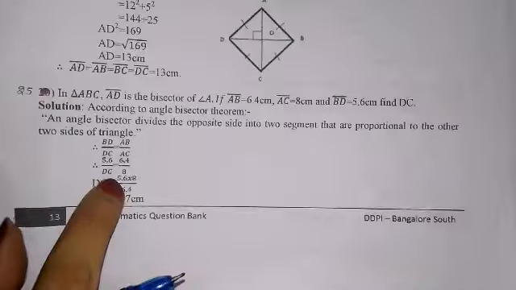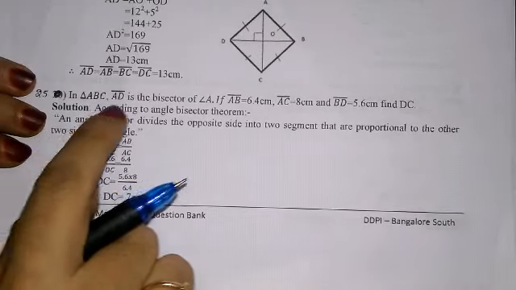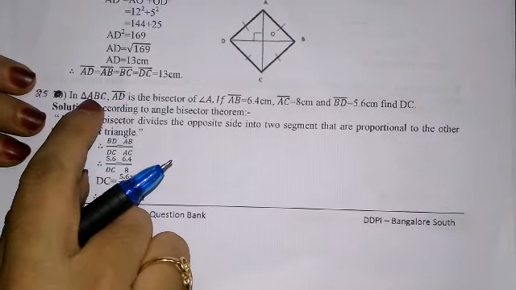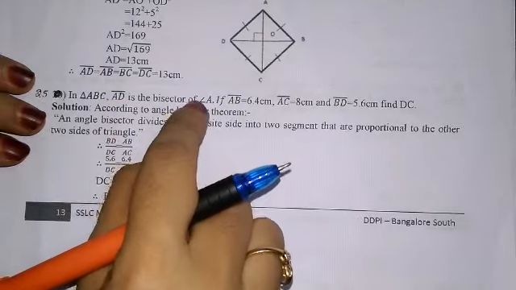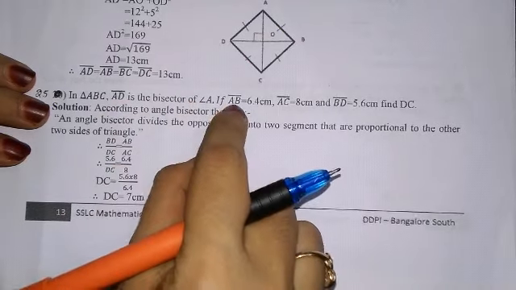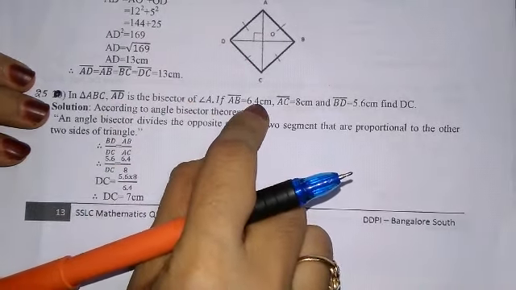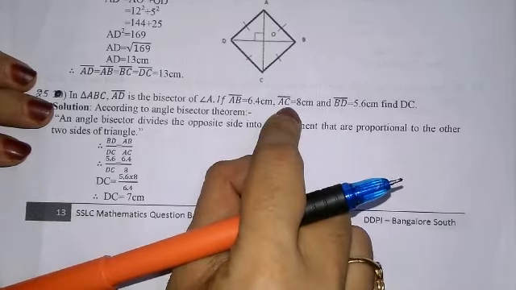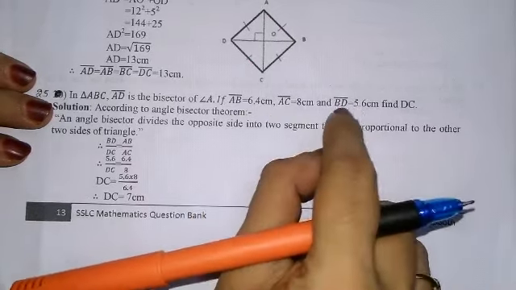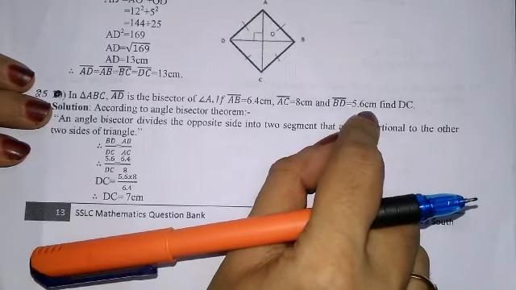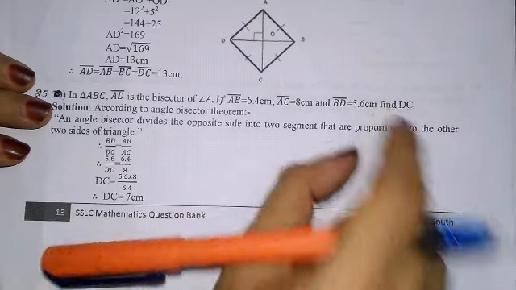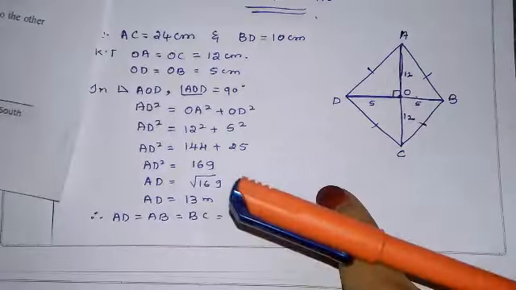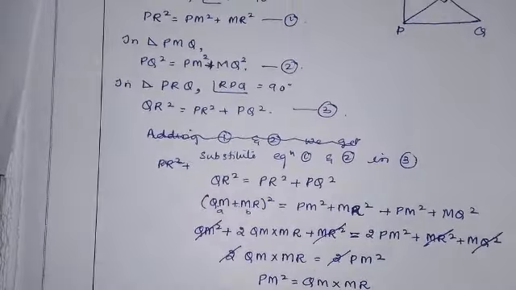Question number 25. In triangle ABC, AD is a bisector of angle A. If AB is equal to 6.4 centimeter, AC is equal to 8 centimeter, BD is equal to 5.6 centimeter, find DC. Okay, it's a very easy problem, like a BPT based problem. We have solved so many problems based on this already. So let me draw first.